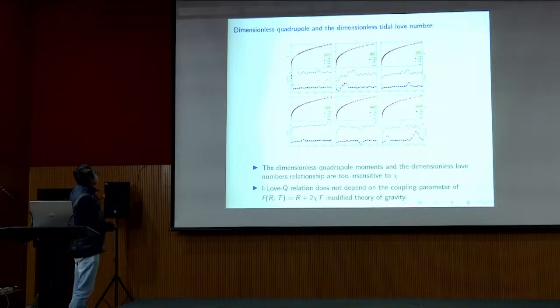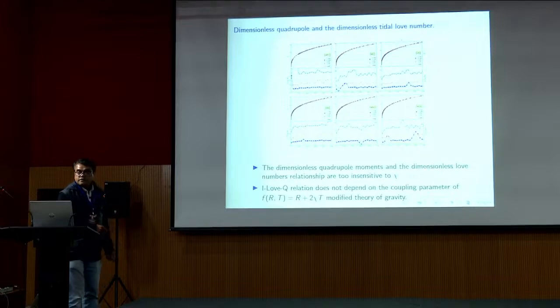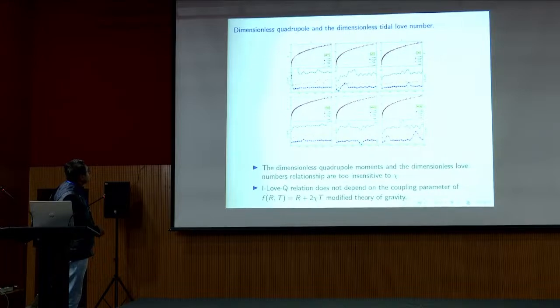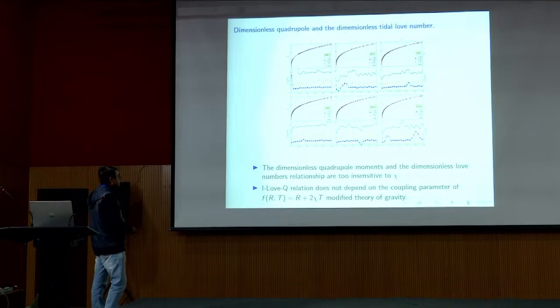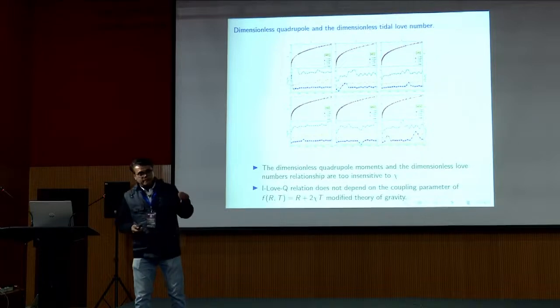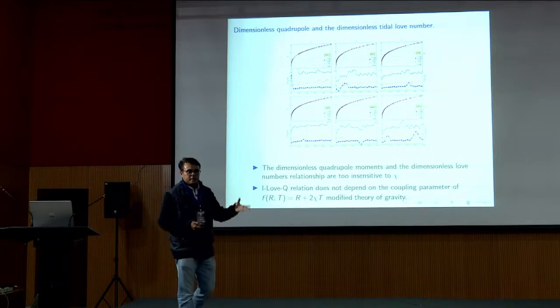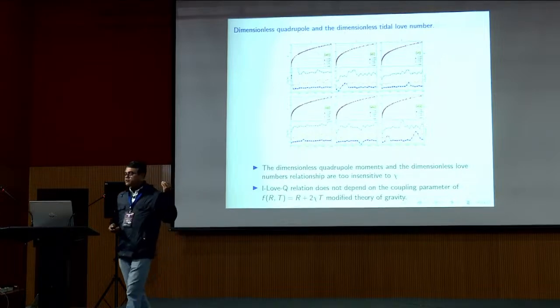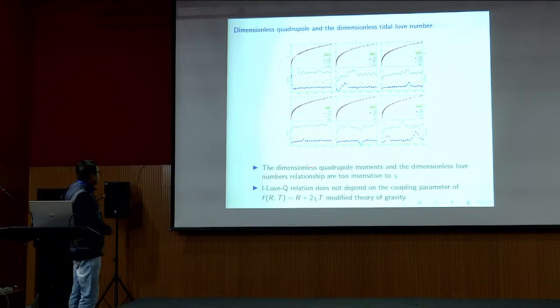And also for the dimensionless quadrupole moments, and the dimensionless Love number, in all these cases it is nearly independent. That implies that this I-Love-Q relation does not depend on the coupling parameter, and that is the most important point I want to mention here. Earlier, Hartle and Thorne proved that the I-Love-Q relation is valid for GR, and many scientists have done it in F(R) gravity, but in F(R,T) gravity we have shown that this I-Love-Q relation is also valid.